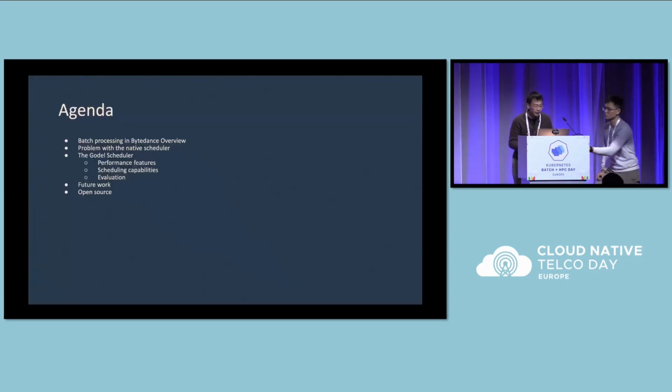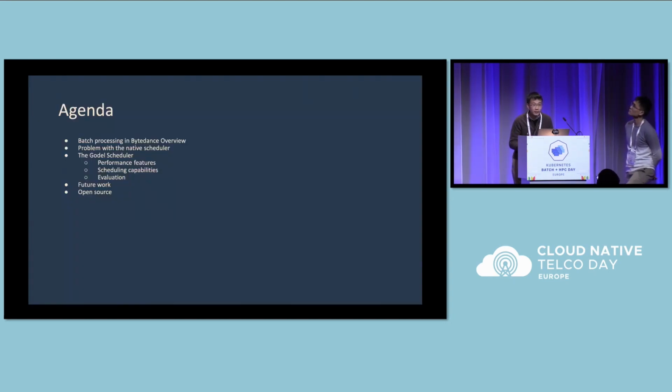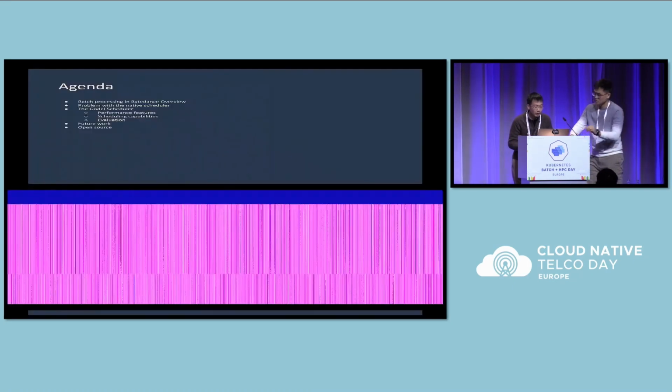The agenda: First, I will have a brief introduction about our batch processing, just an overview, and we will focus on the problem with the Kubernetes native scheduler, and why we developed a Dance unified scheduler to support all of our workloads. We call it the Gödel scheduler. We will deep dive into the performance and the capabilities, including the evaluation. At last, we will have a brief introduction about the future work and our open source.